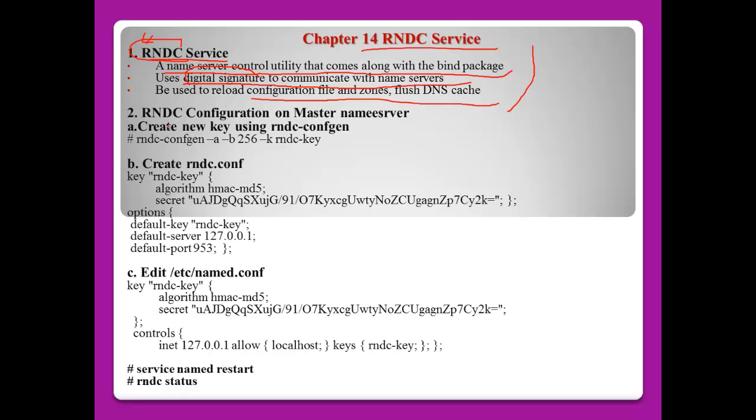Number 2, RNDC configuration. First, the master name server. First, create the RNDC key using this command, rndc-confgen. If you are successful in creating the key using this command, it automatically sets the block size and key name; in my case the default will be rndc-key. After that, we need to create the file /etc/rndc.conf. Here we put the name, algorithm, and the secret keyword like this.